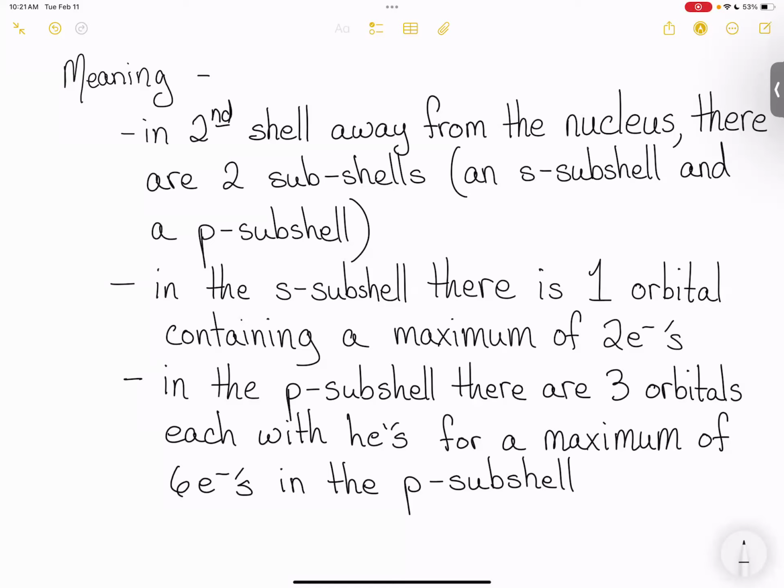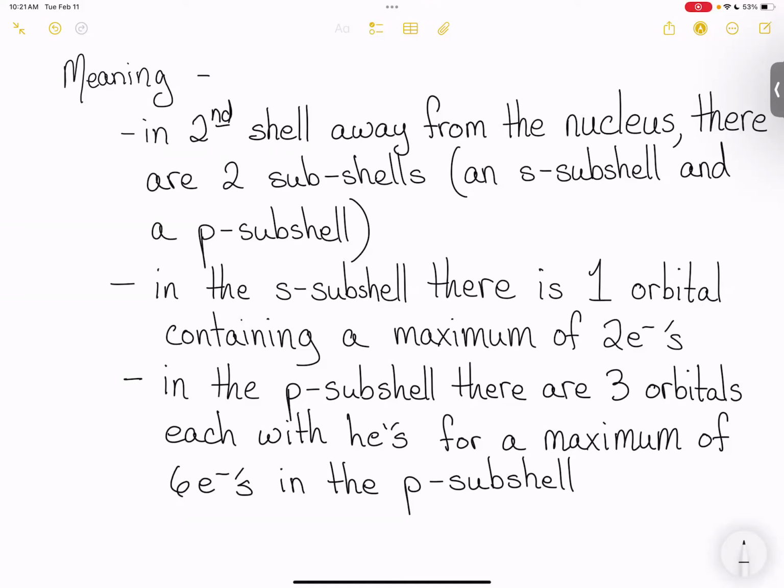In principal quantum number 2, the first subshell was an S. And in that S, there were 2 electrons. Hence the reason there are 2 elements across this portion of the main group elements.